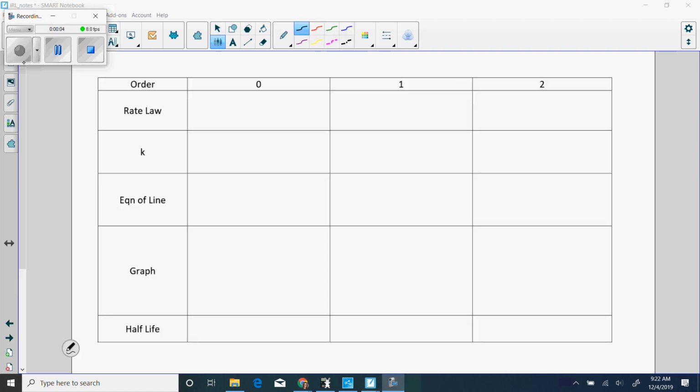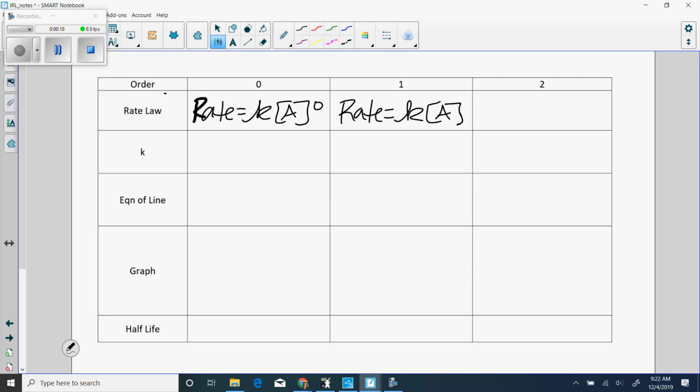If the rate order is 0, then my monkey is 0. If the rate order is 1, then my monkey is 1. If the rate order is 2, then my monkey is 2. Okay? The K is the slope.